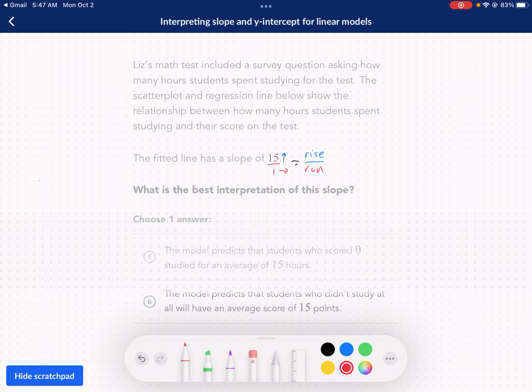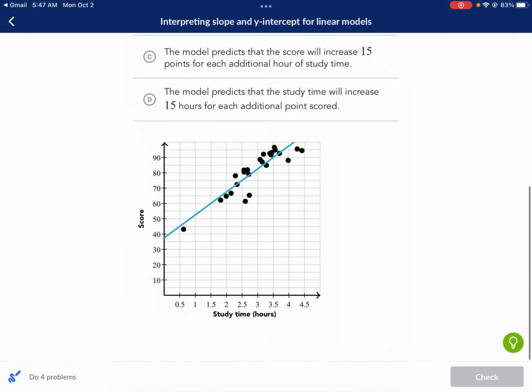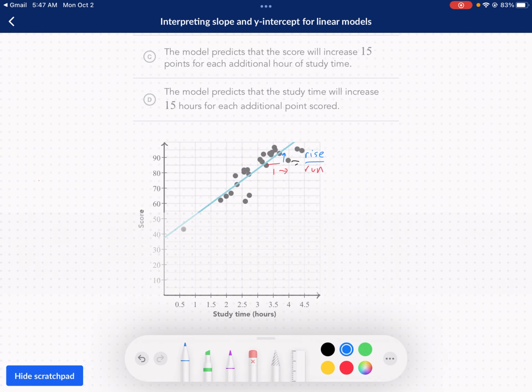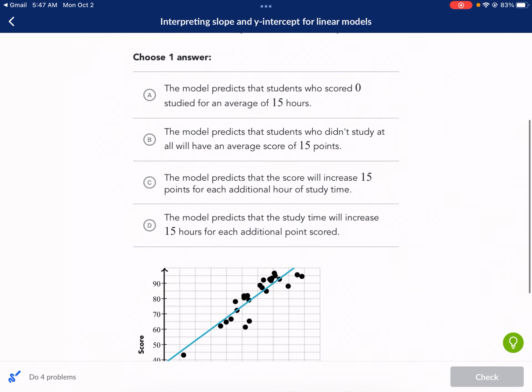Okay, so if we're going to interpret this, we're going to go down to the graph now, and we're going to see that our score is going to increase 15 units up for every unit we study, 1 additional hour of studying. So each additional study time hour increases the score by 15 points. All right, so based on that information, we need to choose the correct response.